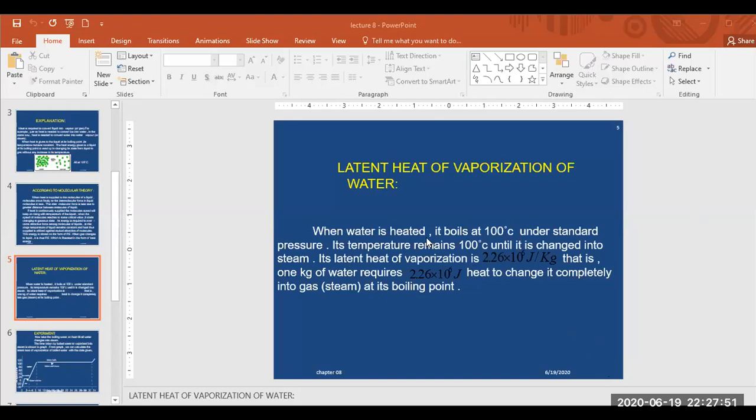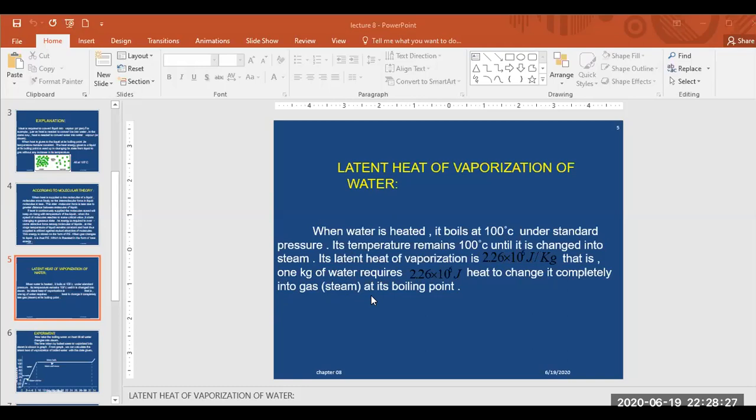When the water is heated, it boils at 100 degrees Celsius. Under standard pressure, its temperature remains 100 degrees Celsius until it is changed into steam. Its latent heat of vaporization is 2.26 × 10^6 joules per kg. That is, 1 kilogram of water requires 2.26 × 10^6 joules of heat to change it completely into gas or steam at its boiling point.